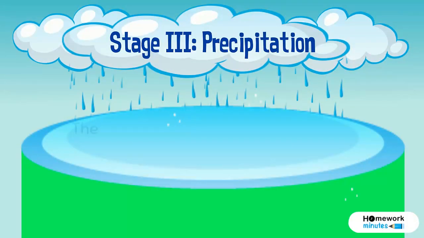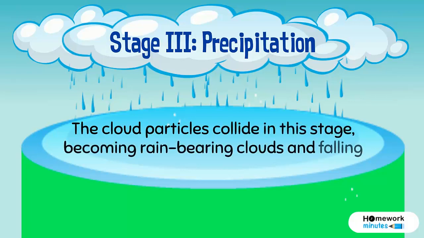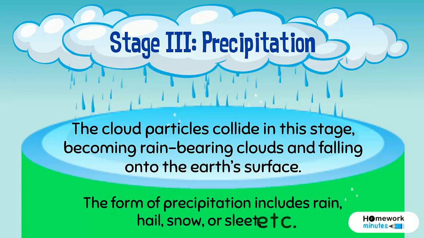Stage 3, Precipitation. The cloud particles collide in this stage, becoming rain-bearing clouds and falling onto the Earth's surface. The forms of precipitation include rain, hail, snow, or sleet, etc.